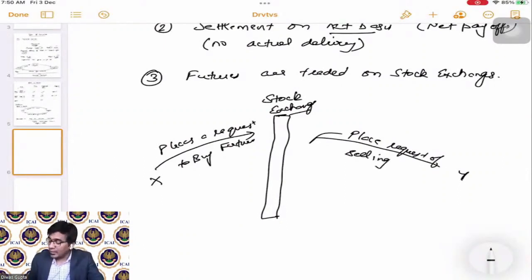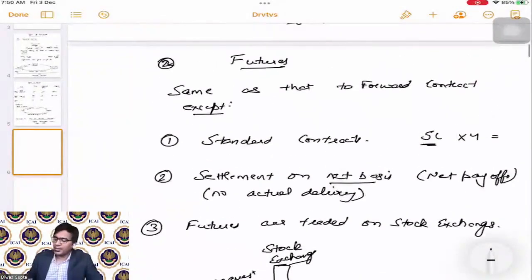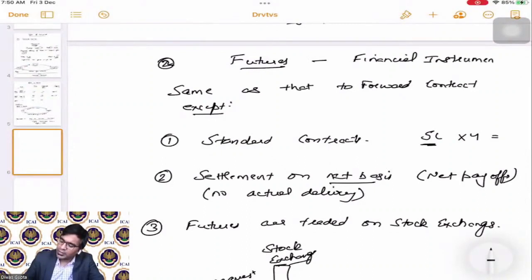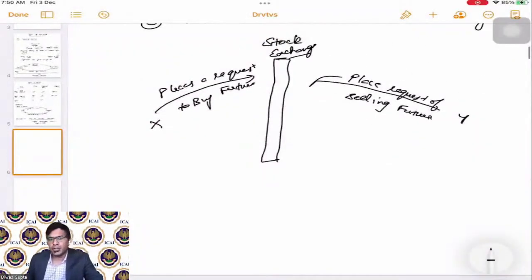Selling what? Selling a future, not the equity share, but we are talking about selling and buying of futures. Futures is also a separate financial instrument here, correct? We are not talking about purchase or sale of an equity. We are talking about purchase or sale of a future.